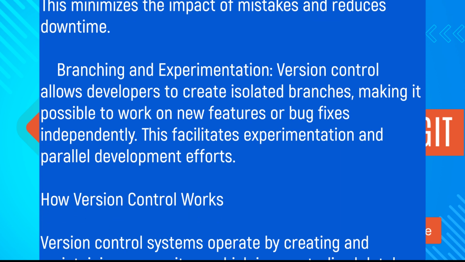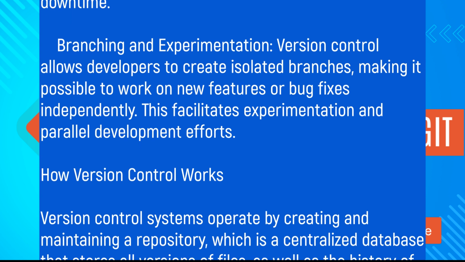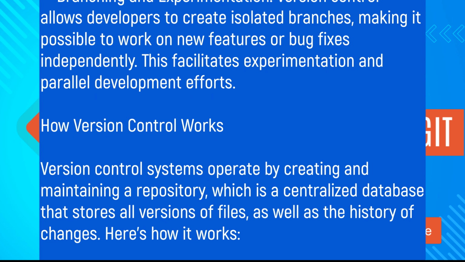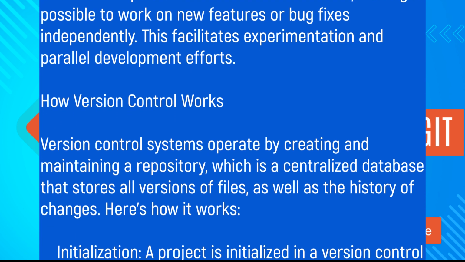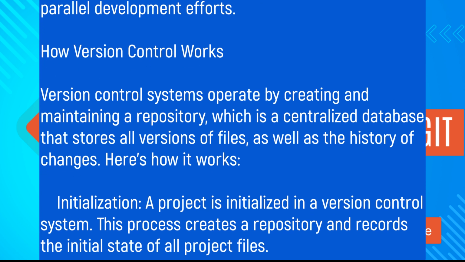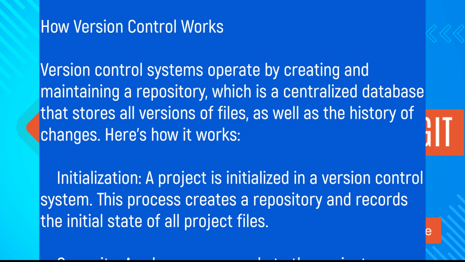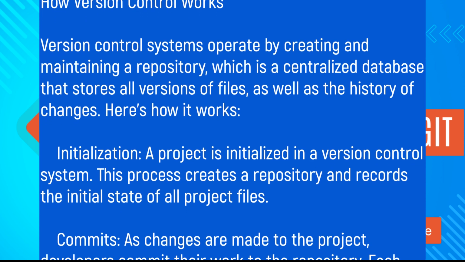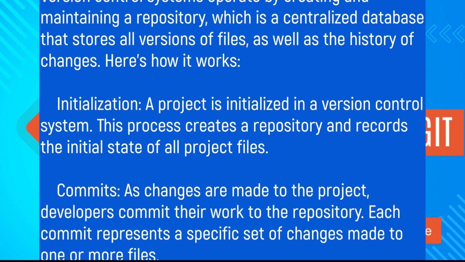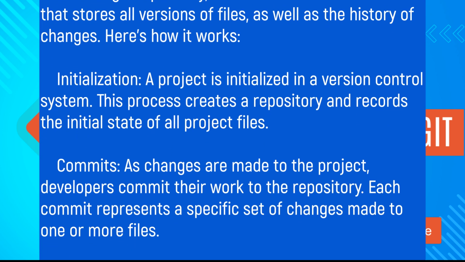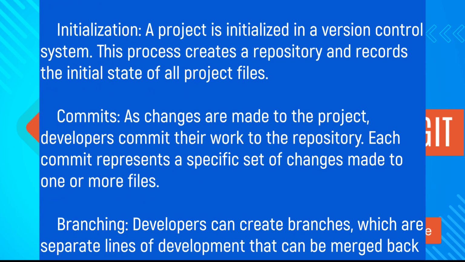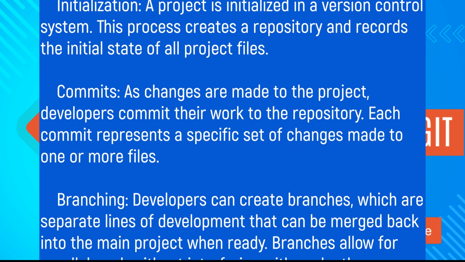How version control works. Version control systems operate by creating and maintaining a repository, which is a centralized database that stores all versions of files, as well as the history of changes. Here's how it works. Initialization. A project is initialized in a version control system. This process creates a repository and records the initial state of all project files. Commits. As changes are made to the project, developers commit their work to the repository. Each commit represents a specific set of changes made to one or more files.